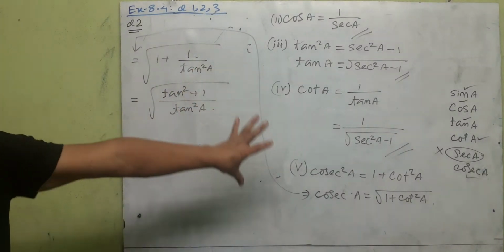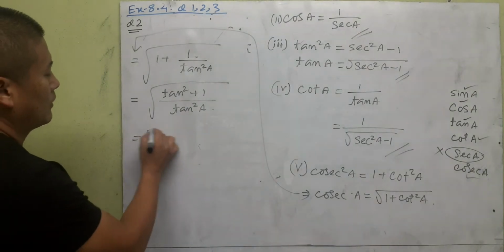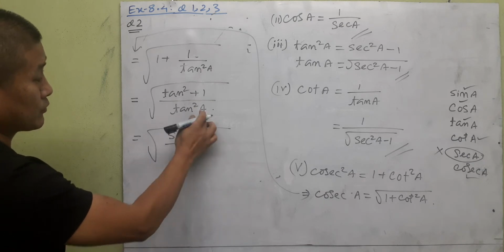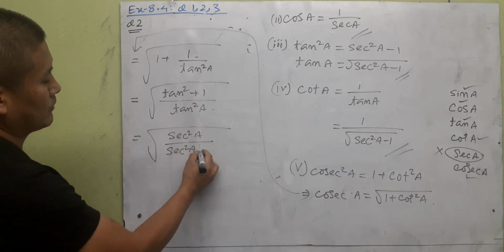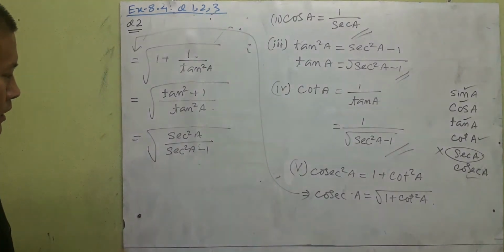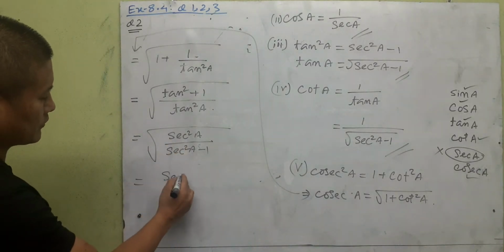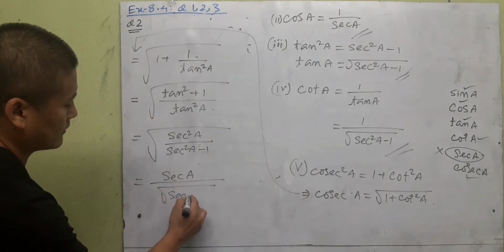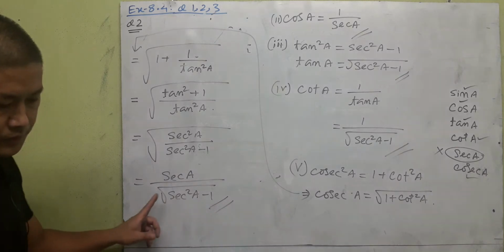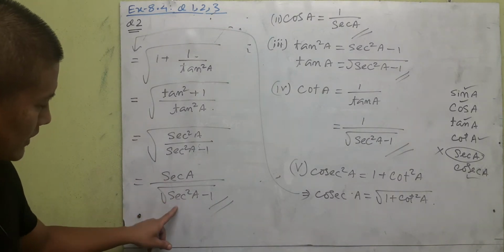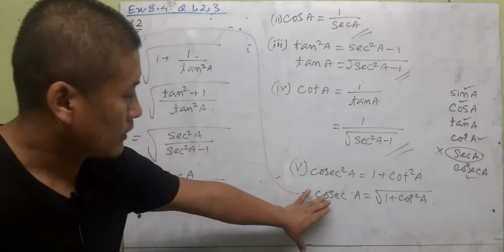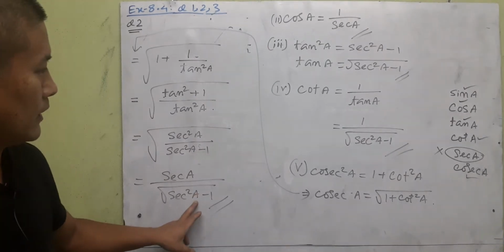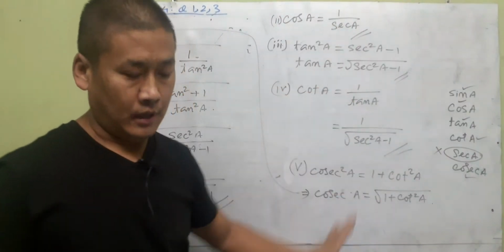Now we have to change everything in terms of sec, which is quite easy now. Root over tan square A plus 1, we know by formula, is sec square A, and tan square A we can change to sec square A minus 1 by the formula, right? Then here sec square A can come out of the root as sec A. This one we cannot remove, so the root is still there: sec square A minus 1. So this will be your answer for cosec A: sec A by root over sec square A minus 1. So all the 5 we found in terms of sec in the final step. That is our answer, number 2.